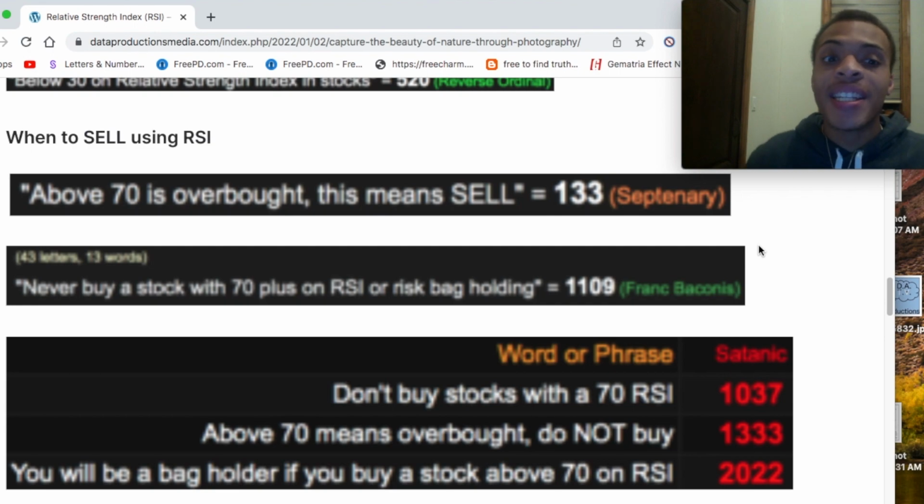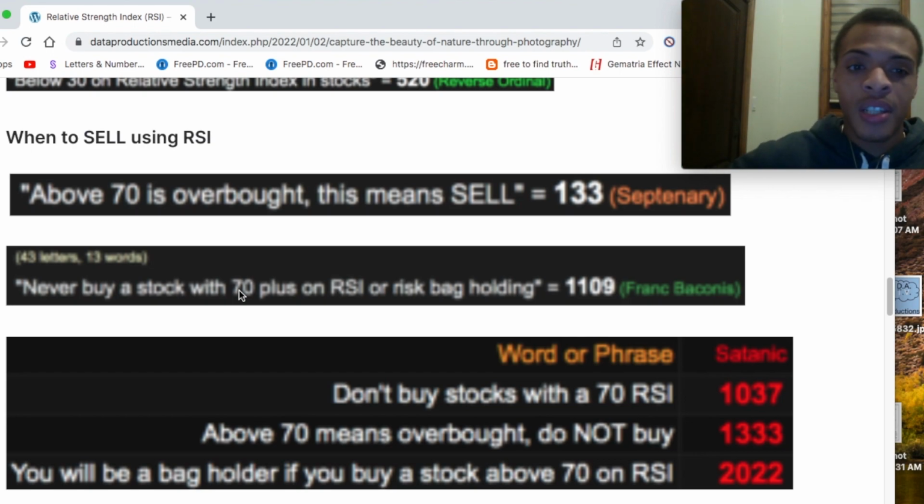Now, when to sell using RSI? Above 70 is overbought. This means sell. 133 in septenary. It keeps it easy for you. If you've been in the stock for a while and it's hitting 70, sell the thing. Never buy a stock with 70 plus on RSI or risk bag holding.